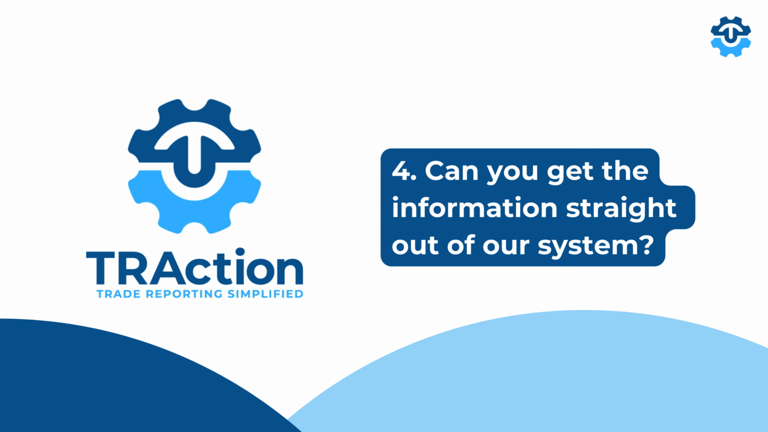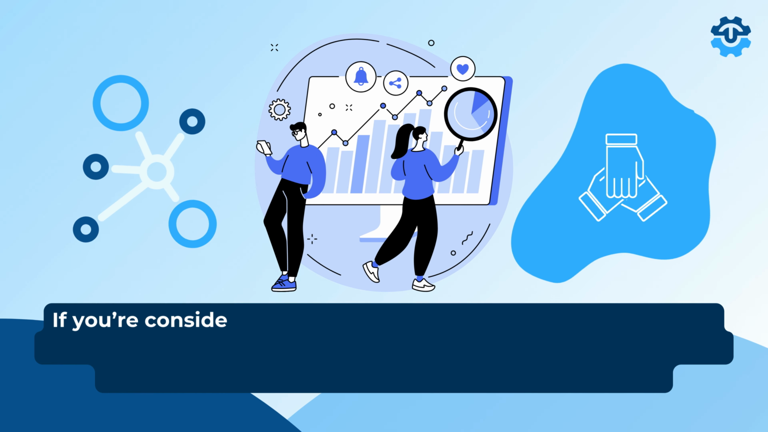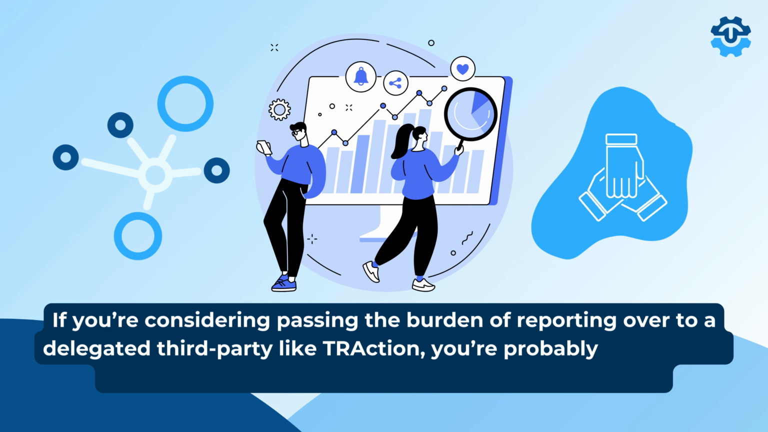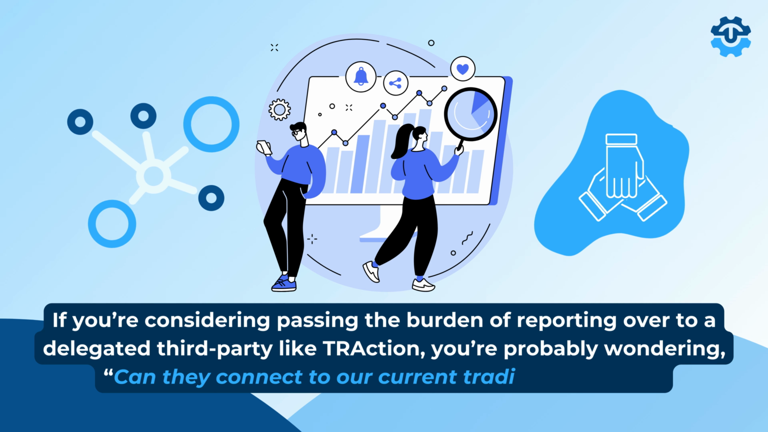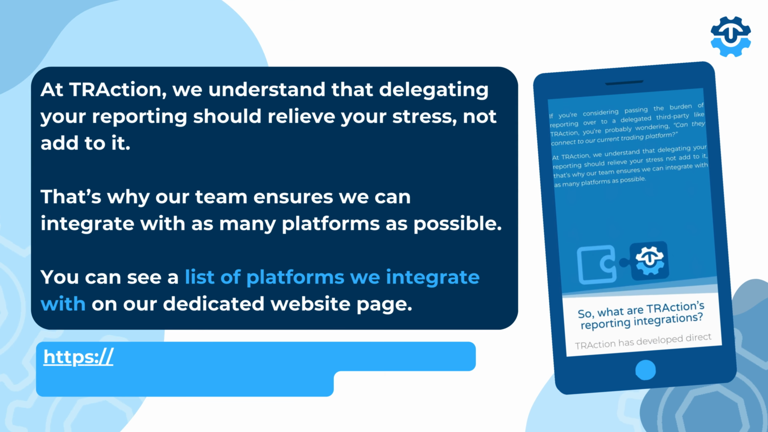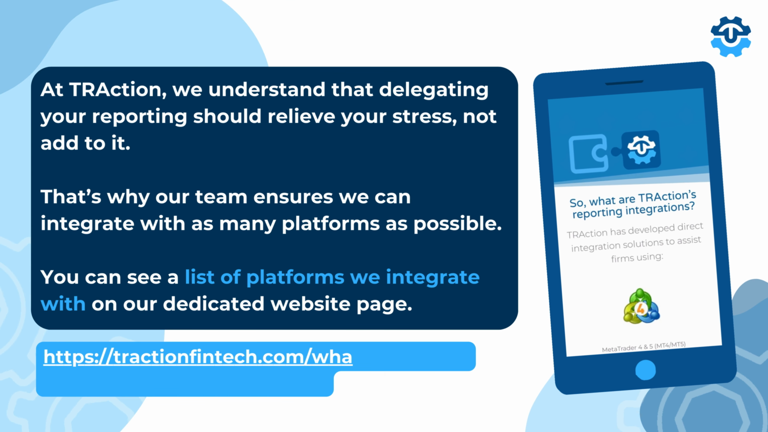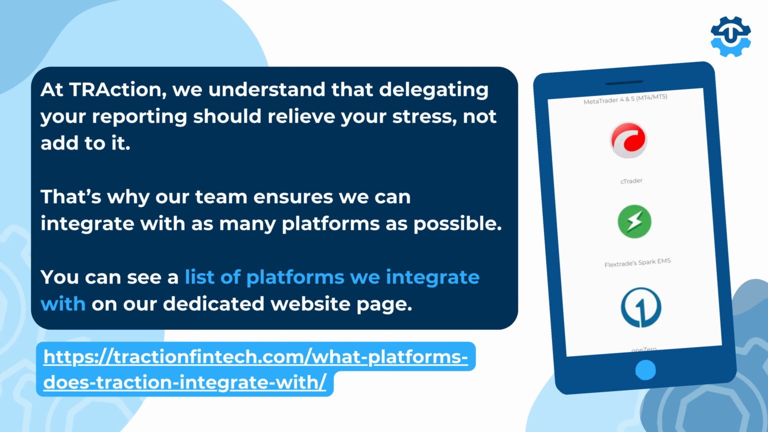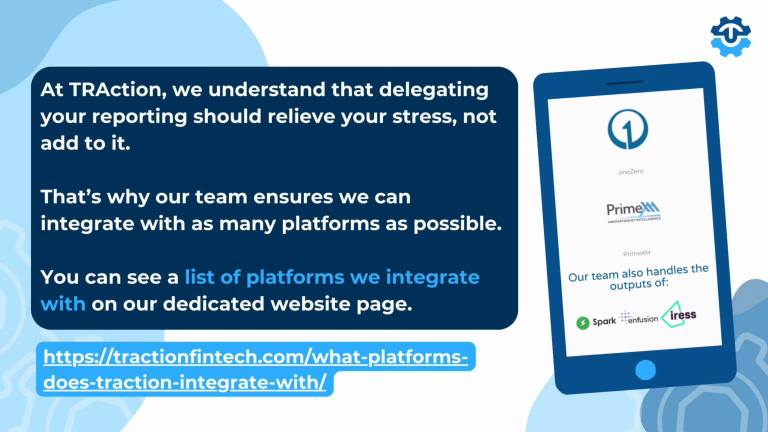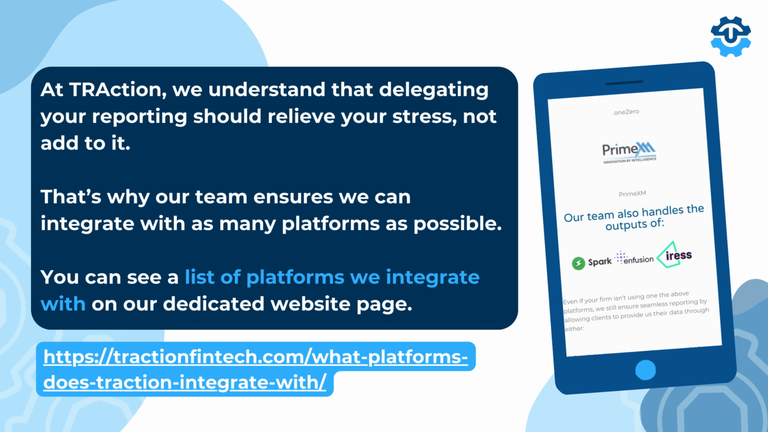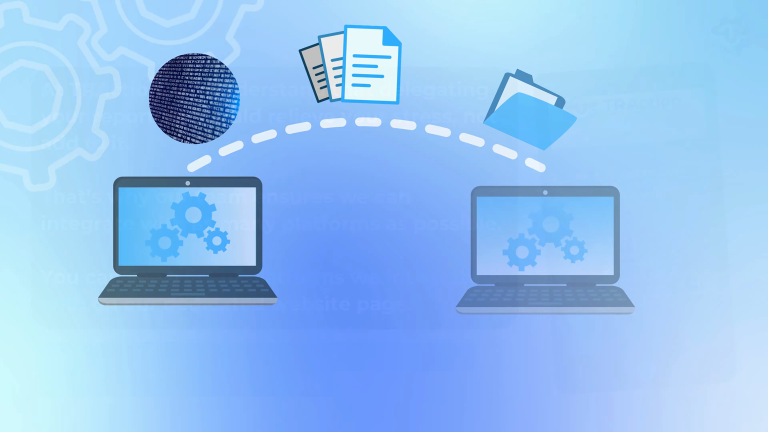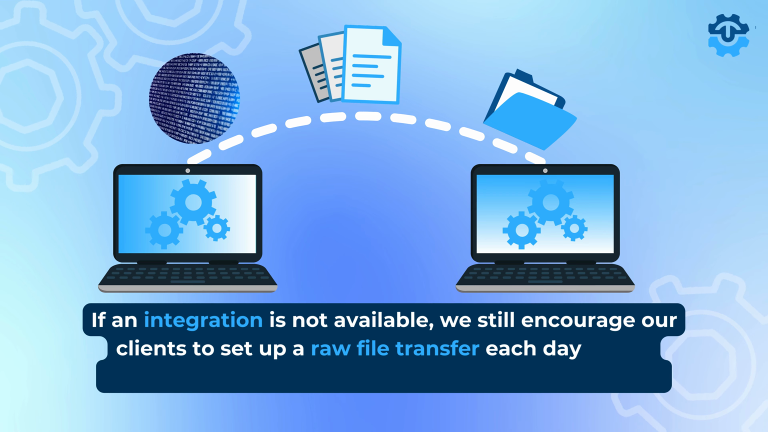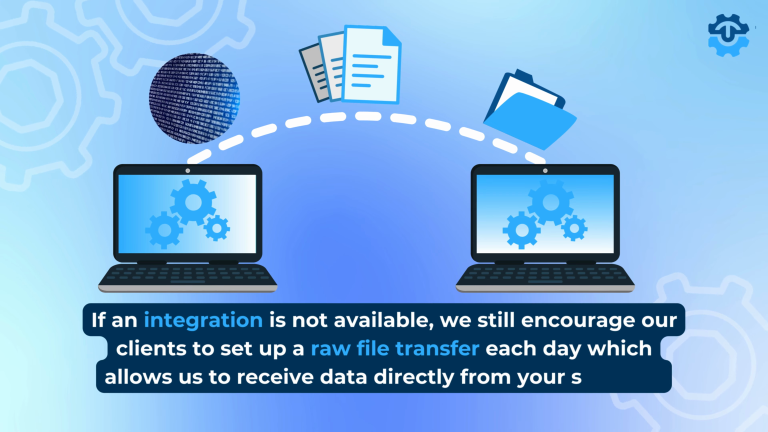Can you get the information straight out of our system? If you're considering passing the burden of reporting over to a delegated third party like Traction, you're probably wondering, can they connect to our current trading platform? At Traction, we understand that delegating your reporting should relieve your stress, not add to it. That's why our team ensures we can integrate with as many platforms as possible. You can see a list of platforms we integrate with on our dedicated website page. If an integration is not available, we still encourage our clients to set up a raw file transfer each day, which allows us to receive data directly from your systems.